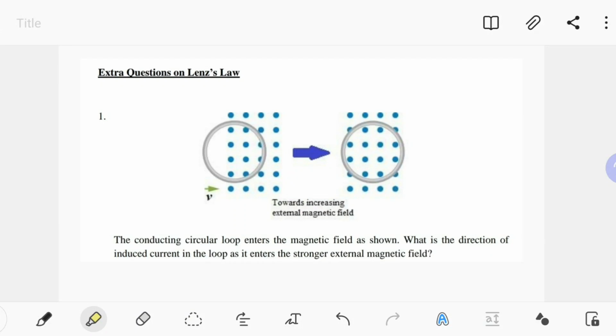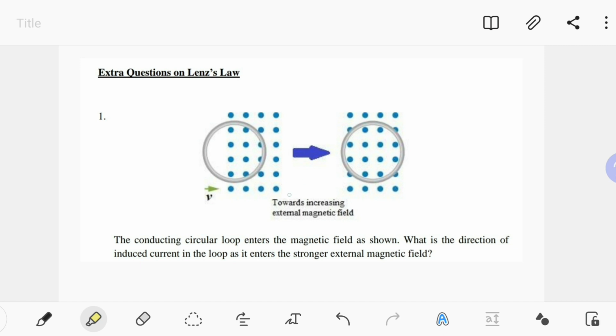So, extra questions on Lenz's law. The first question: the conducting circular loop enters the magnetic field as shown. What is the direction of induced current in the loop as it enters the stronger external magnetic field? In this diagram, the question stated that this conducting circular loop is entering this magnetic field.